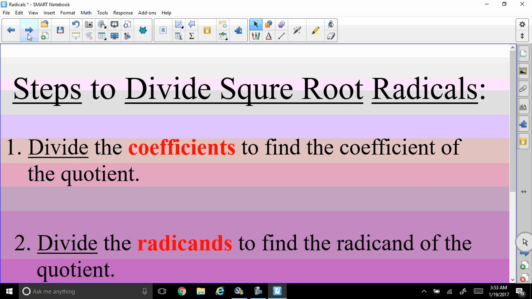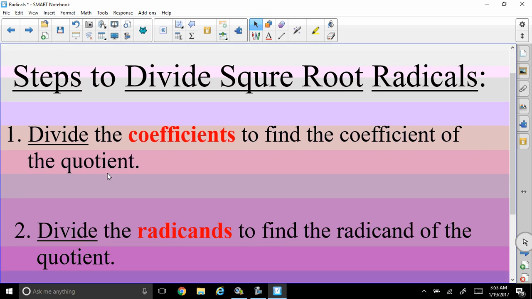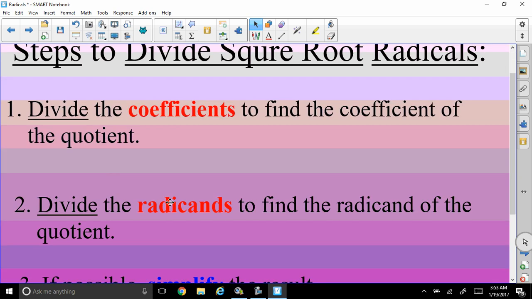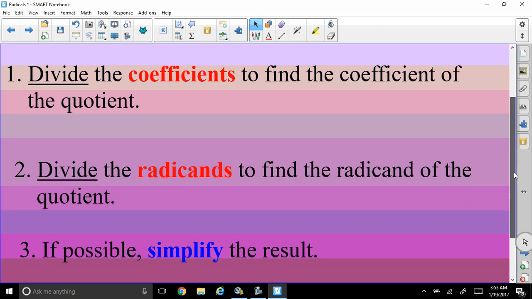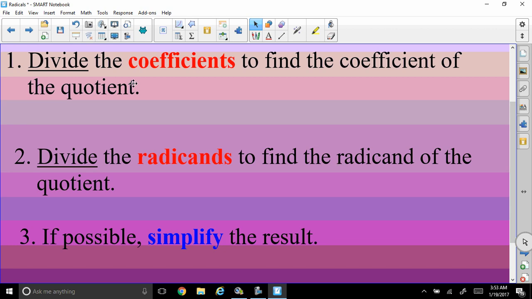So basically the steps are: divide the coefficients to find the coefficient of the quotient. Step 2, divide the radicands, that's the inside numbers, and that will give you the radicand of the quotient. And step 3, if possible, simplify the results.